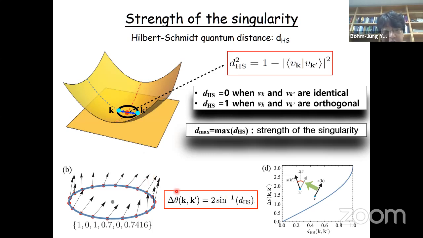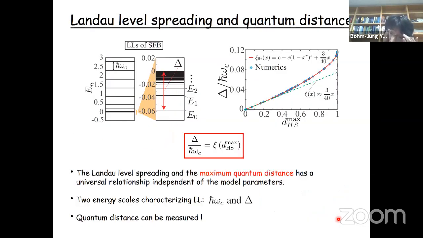In fact, there's a one-to-one correspondence between the maximum canting angle of the pseudospin and the Hilbert-Schmidt quantum distance. We see that as the canting angle increases, the Hilbert-Schmidt quantum distance also increases. So one of the most important results we obtained in our recent study is this. For this singular flat band, we see a finite spreading of the Landau level. Here delta indicates the total spreading of the Landau level. If you take the ratio of delta over h bar omega c, where h bar omega c is the Landau level spacing of the parabolic band, then this ratio is solely determined by the Hilbert-Schmidt quantum distance.